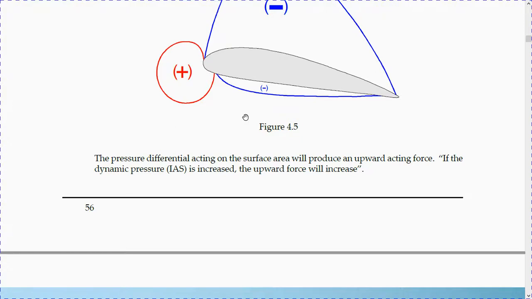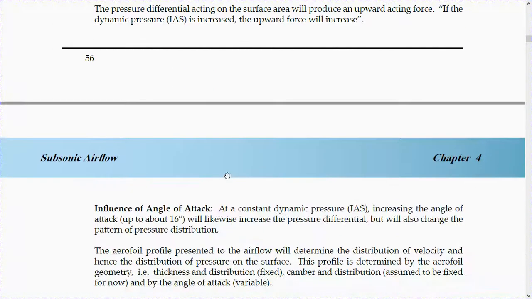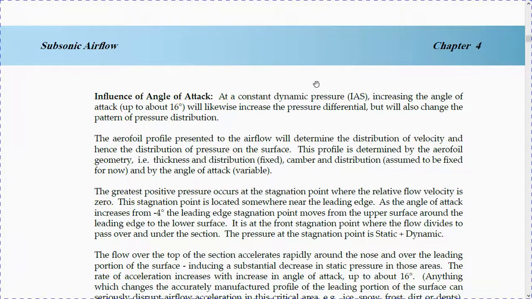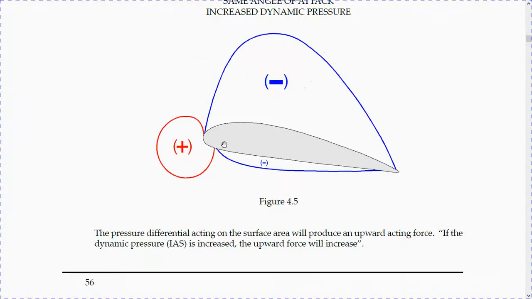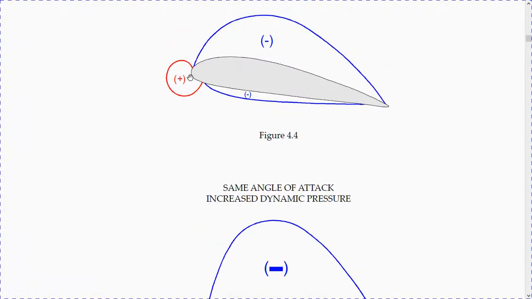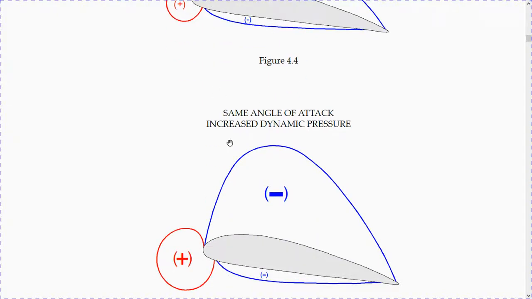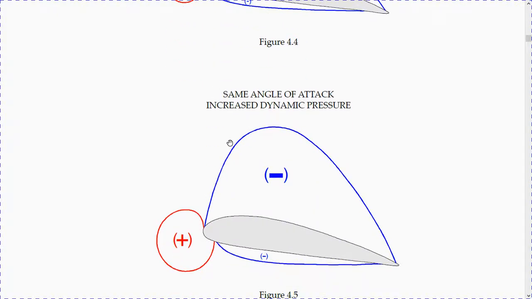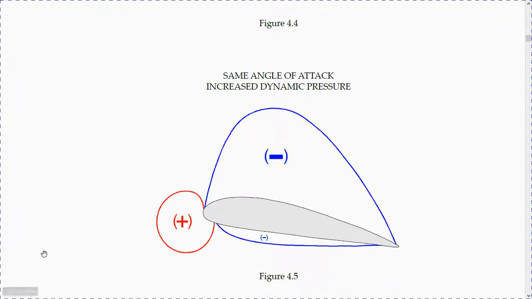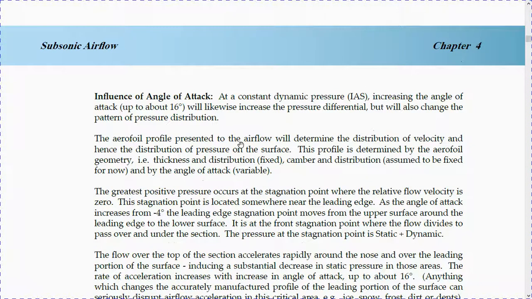The pressure differential acting on the surface area will produce an upward acting force, lift. If the dynamic pressure is increased, the upward force will increase. So this is one factor: same angle of attack and different dynamic pressure. An airplane can be flown at the same angle of attack, but if you speed up, if there's more air flowing through, it will have more lift.